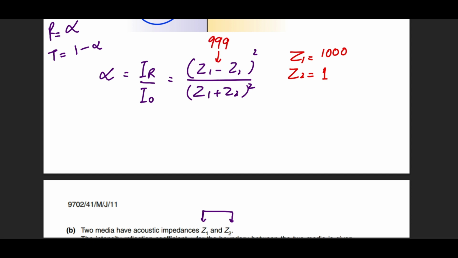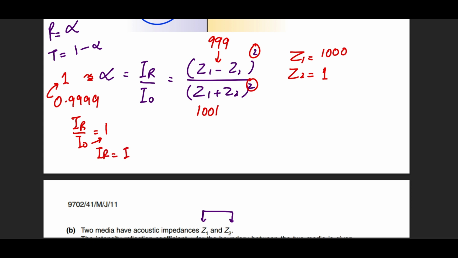And the value in the denominator is going to be 1001 because they're being added together. Now, in terms of mathematics, since you're taking the square of both of them, this answer is going to come out nearly equal to 1. How? It may come out as 0.99 or something like this, which is almost equal to 1. What does that mean? If this answer comes out as 1, that means that IR divided by I naught is equal to 1. If I take I naught over there, this becomes IR equals I naught.